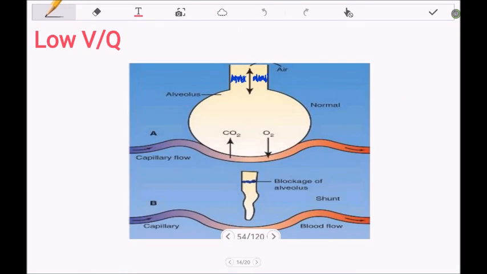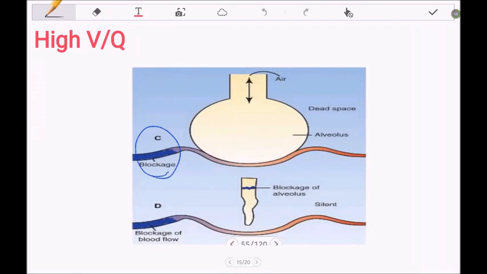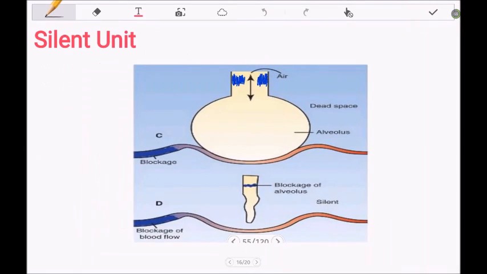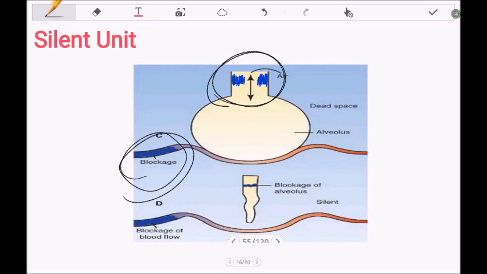And here's just some visualization. Low VQ, you can see over here, low ventilation to the lungs, but flow of the blood remains quite normal, right? High VQ is air comes in with no problem, but you have a blockage here, so blood flow is affected. And silent unit, when you have a blockage here and you have a blockage here, so you have ventilation and perfusion that are both affected.